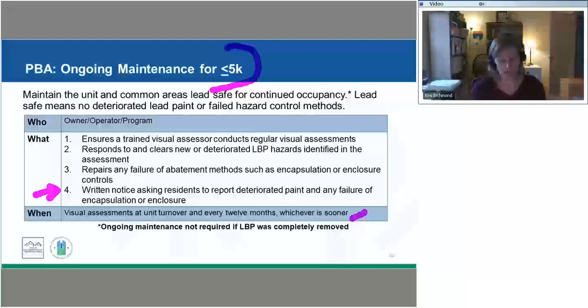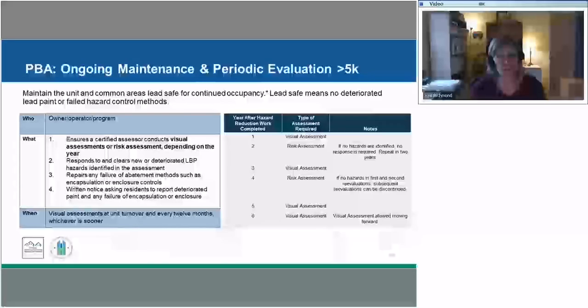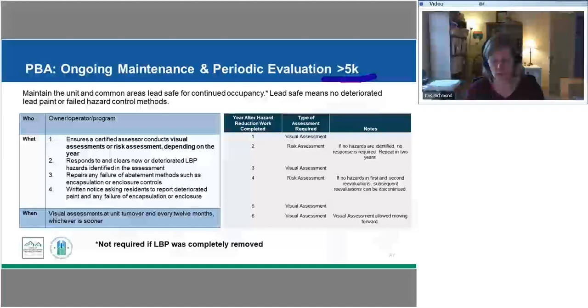Okay, and then we have different requirements for the other side of that chart, when it's greater than $5,000 per unit per year. So we do have an annual assessment. It's either a visual assessment or a risk assessment, depending on the year, looking for failure of lead hazard reduction work or defective paint. That visual assessment is required annually or at unit turnover, and then we have this new term, periodic reevaluation. Periodic reevaluation has to be conducted within 2 years of any hazard reduction activity and repeated 2 years later. So this ends after 2 consecutive reevaluations without finding any additional lead-based paint hazards or failed enclosures or encapsulations.